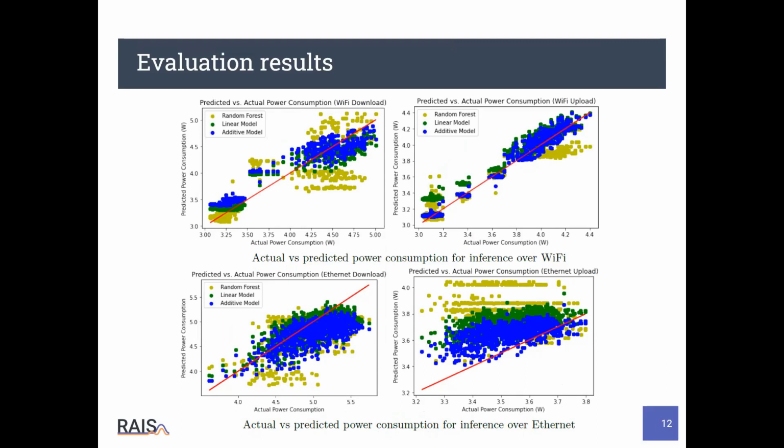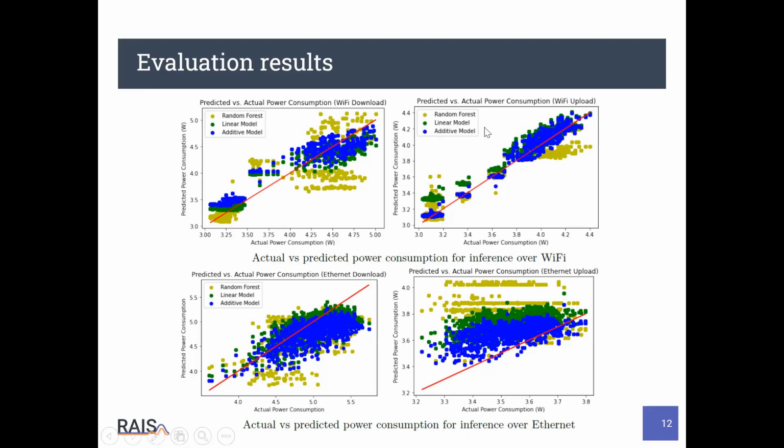Some plots for the evaluation results when we ran our workload for performing inference over the network for the images. We chose to use 3 different types of models: a random forest and a linear regression model that take as input the metrics for the resource utilization of CPU and network components, and an additive model that makes use of the individual submodels that we mentioned in the previous slides.